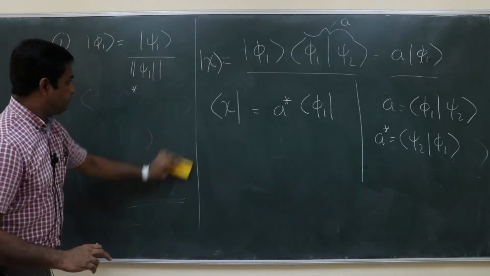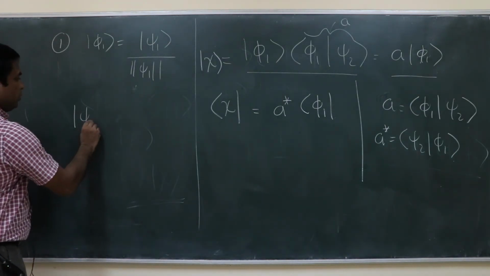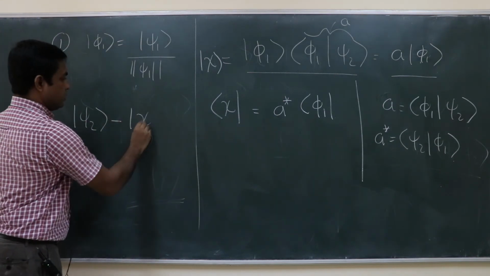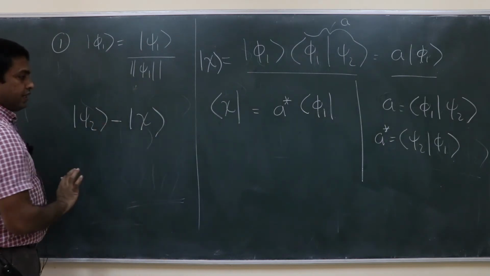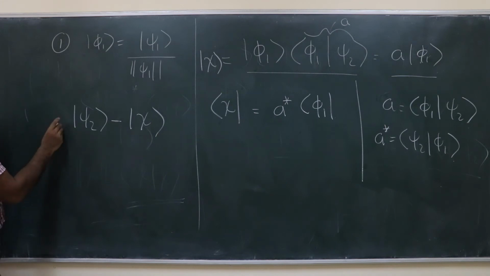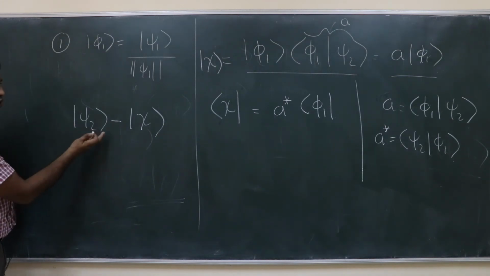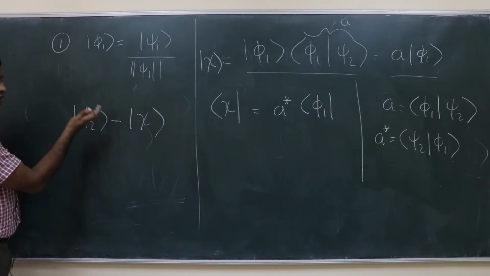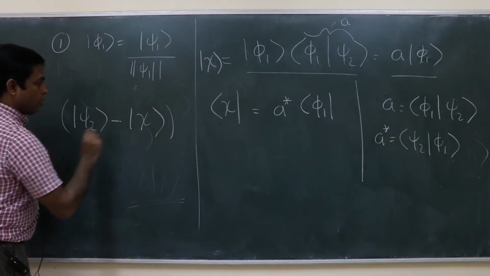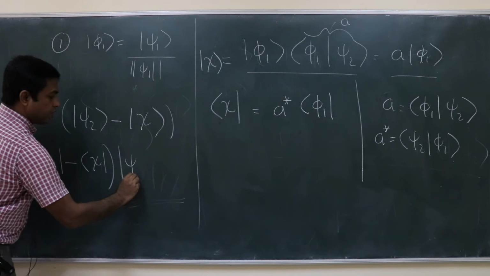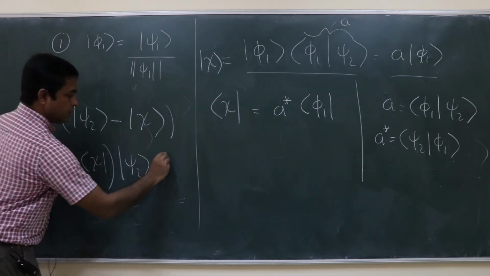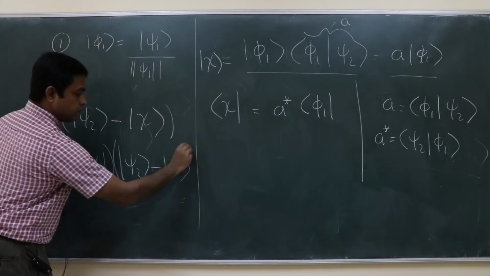So what was the first term? Psi 2 minus this chi. So the norm of this one you want to find out. Okay. So let us keep this as ket chi. So what is the norm of this? So this vector norm, if I want to find out, I should take the dual of this and make an inner product with this. What is the dual of this? Bra psi 2 minus bra chi, ket psi 2 minus ket chi. Understood? Any question?